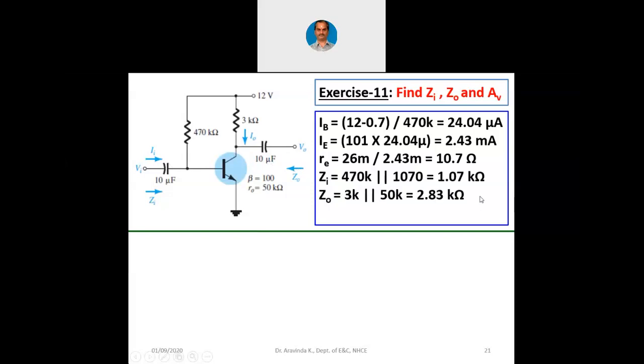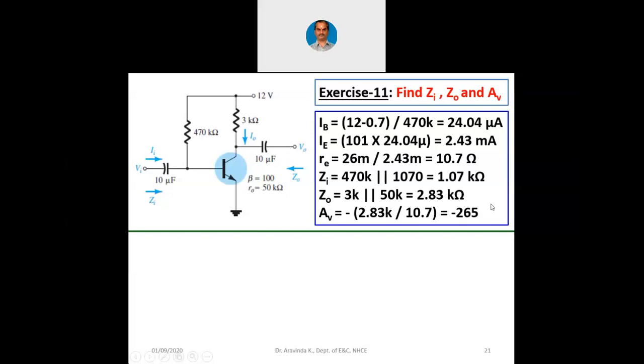Now Zo is RC parallel with R0. The manufacturer has given the value of R0, that is 50 kilo ohms. RC is nothing but 3 kilo ohms. 3 kilo ohms parallel to 50 kilo ohms, we are getting 2.83 kilo ohms. And voltage gain is minus of RC parallel with R naught divided by re. So minus 2.83 kilo ohms divided by re, which is 10.7. So we get around minus 265.